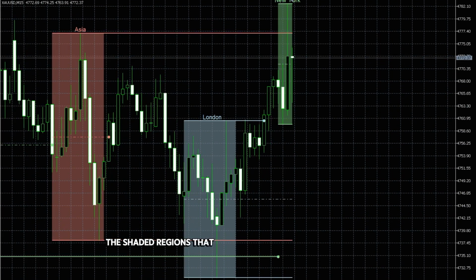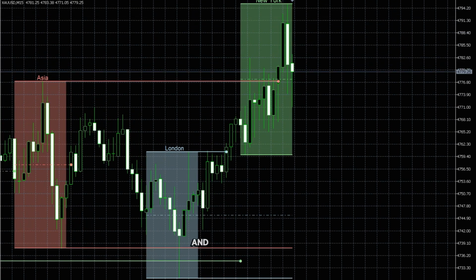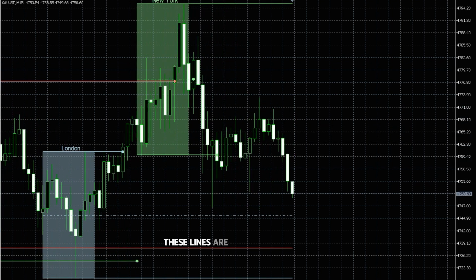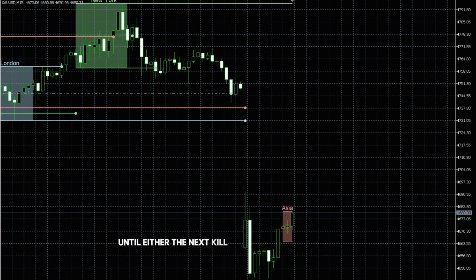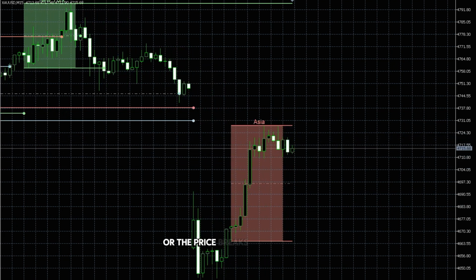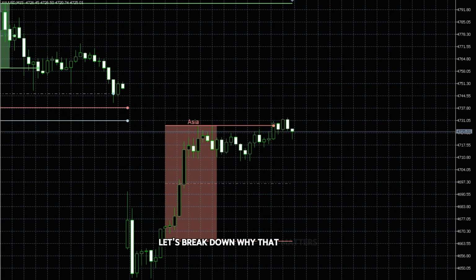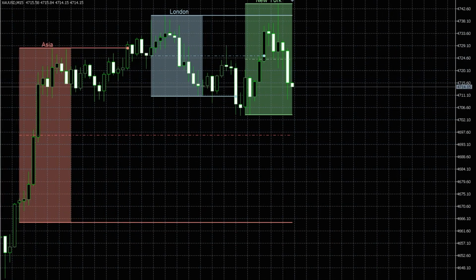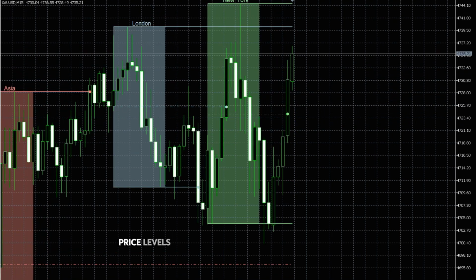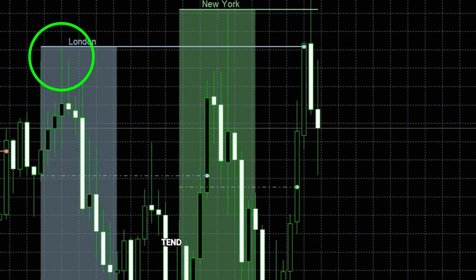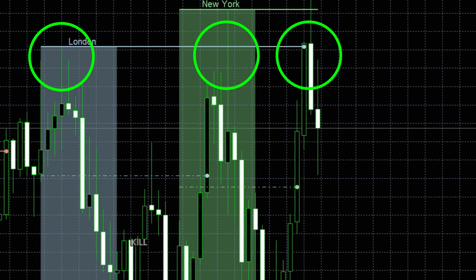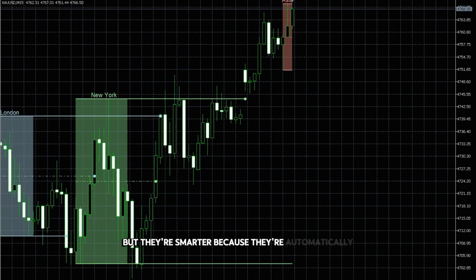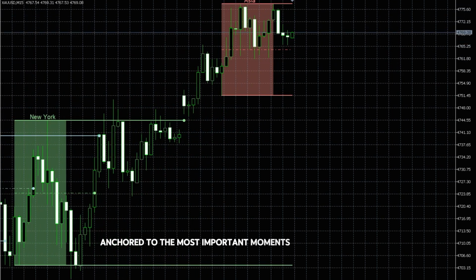The shaded regions that you see are each session's kill zones, and horizontal lines at the high and low of each kill zone are pivot levels. These lines are extended forward until either the next kill zone of the same type starts or the price breaks through them. Let's break down why that matters. Support and resistance. You've probably heard those terms. The idea is simple. Price levels where the market has previously reacted tend to matter again in the future. Kill zone pivots work exactly on that principle. But they're smarter because they're automatically anchored to the most important moments of the trading day.